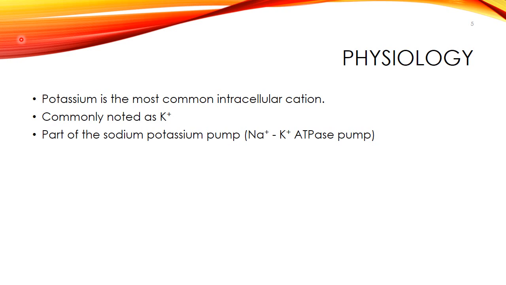When we talk about how potassium works in the body, we need to remember that potassium is the most common intracellular cation. And you probably also remember that a cation is a positively charged ion. Potassium is commonly noted as a capital K with a superscripted plus sign. Potassium is part of the sodium and potassium pump that's found in our cell membranes.